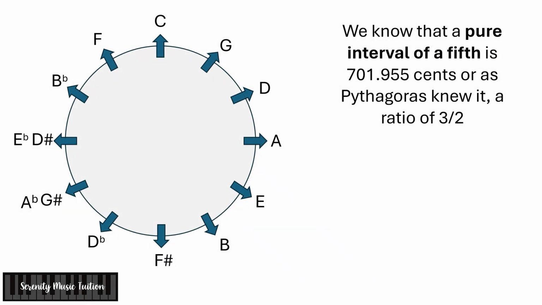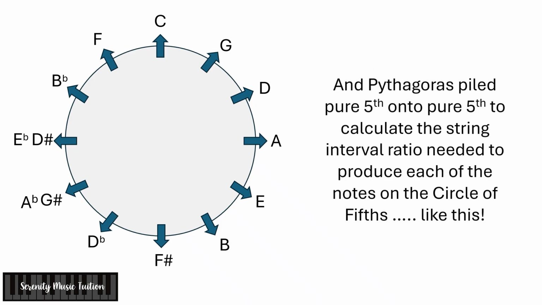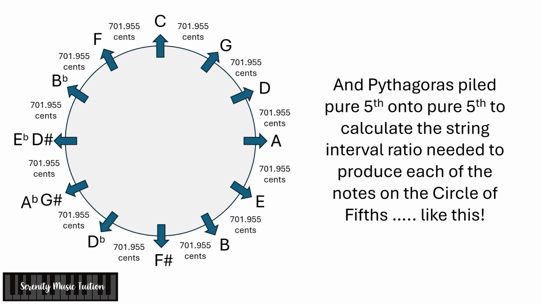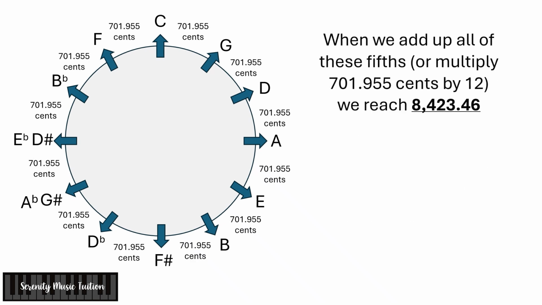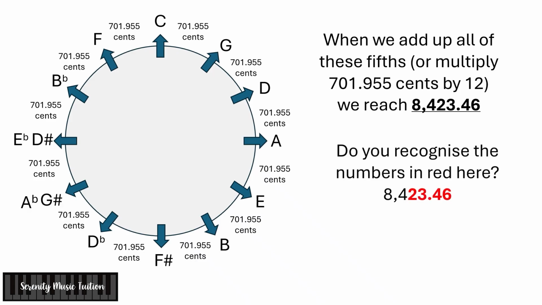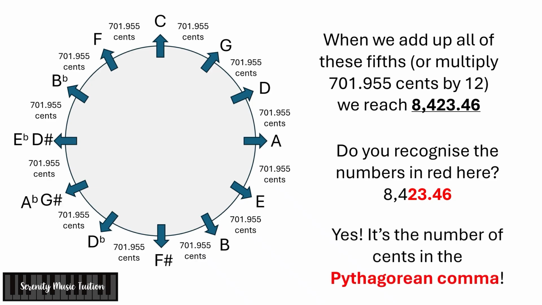We know that a pure interval of a fifth is 701.955 cents, or as Pythagoras knew it, a ratio of 3 to 2. And Pythagoras piled pure fifth onto pure fifth to calculate the string interval ratio needed to produce each of the notes on the circle of fifths, like this. When we add up all of these fifths or multiply 701.955 cents by 12, we reach 8,423.46. Do you recognise the numbers in red here? 23.46. Yes, it's the number of cents in the Pythagorean comma.